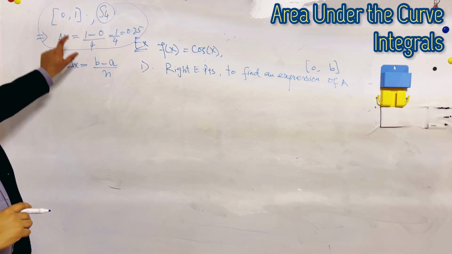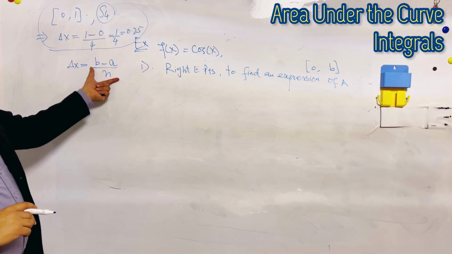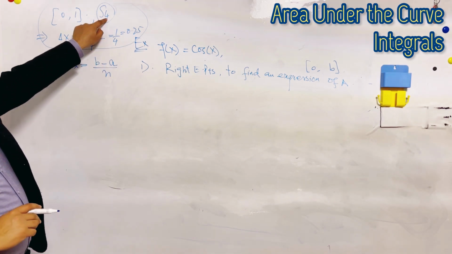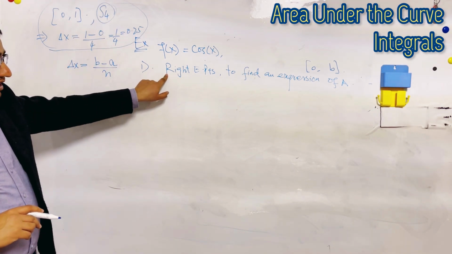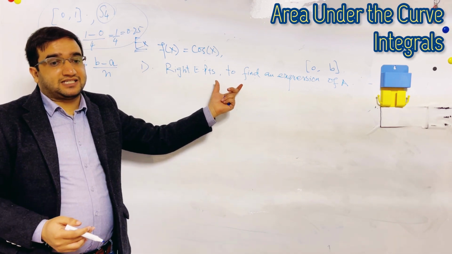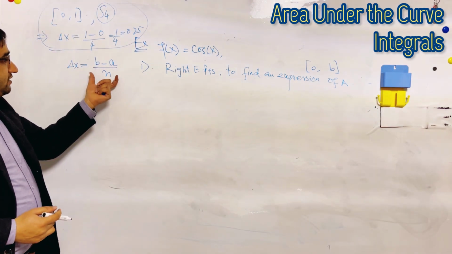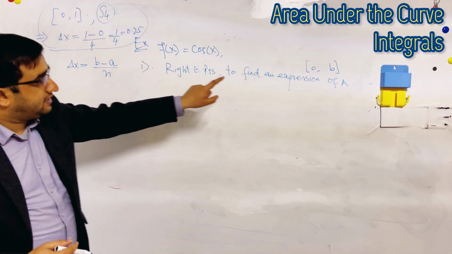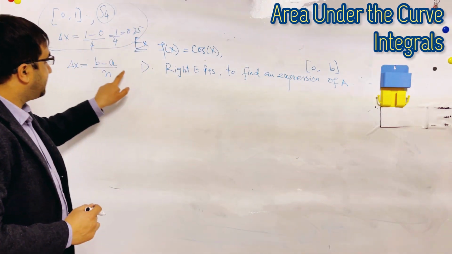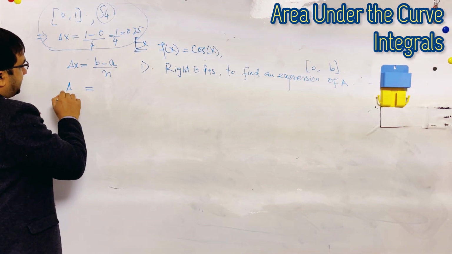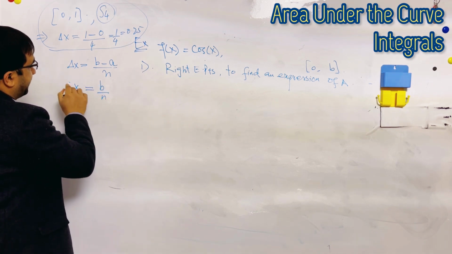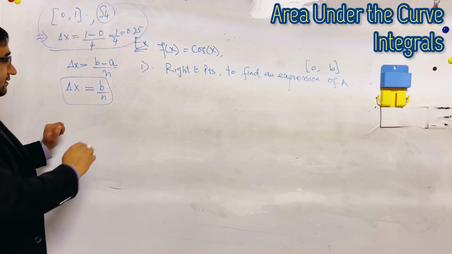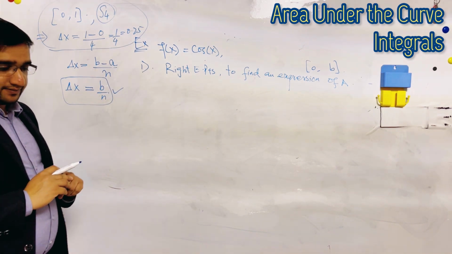This is the formula in general: the final point minus the initial point divided by the number by which you are trying to split the region. Here in the first part, he asked me to find a general expression in terms of n, so I am dividing the interval into n regions. He has given me a equal to 0, so I can replace a with 0. So my delta x is b minus 0 divided by n. So this is my delta x, since a is 0. Okay?